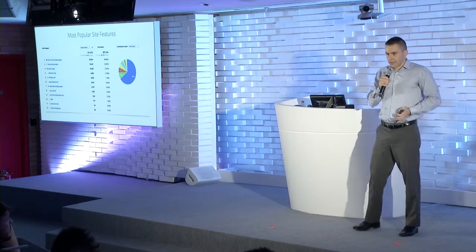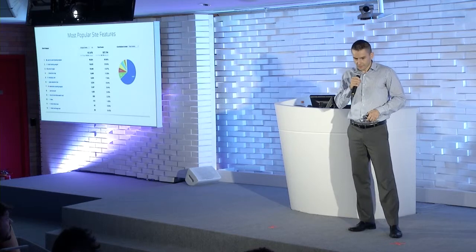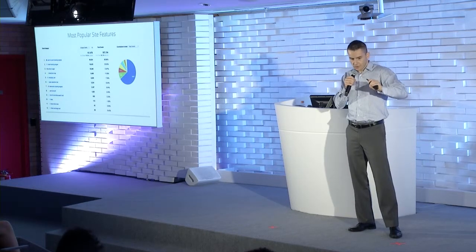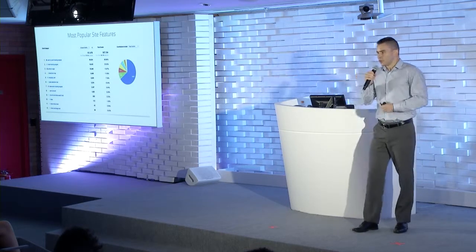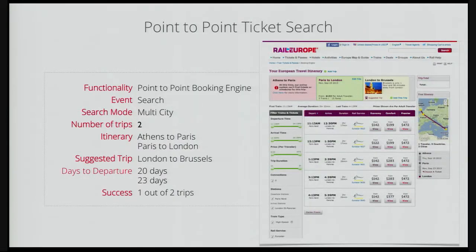But that's not all. Because you can send any kind of data through custom event tracking, you can drill down into each of those functional areas to get detailed insights about how your users are actually searching for tickets or searching for hotels. So let's look at the booking engine, the point-to-point booking engine, as we call it, which is where users go when they want to get prices and schedules for trains in Europe.